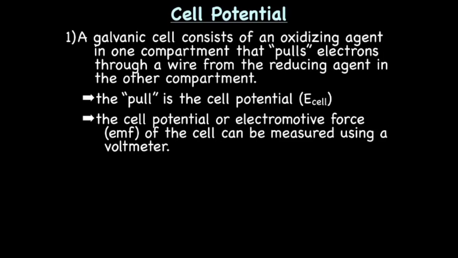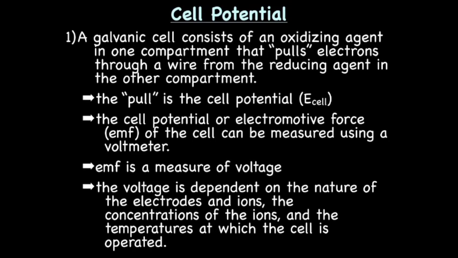And this cell potential, also known as electromotive force, abbreviated as EMF, of the cell can be measured using a voltmeter. Okay, we can see what the change of voltage is, what the change of current is through the electrical current, the transfer of electrons through the wire. And so EMF is a measure of voltage. And this voltage, which we're going to be talking about, is dependent on several things. The nature of the electrodes and ions, like the zinc Zn2+ and the copper Cu2+, or we could be using magnesium or whatever, the concentrations of the ions in the solution, and the temperature at which the cell is operated. All of those things will change the voltage in the wire between the oxidizing agent and the reducing agent.